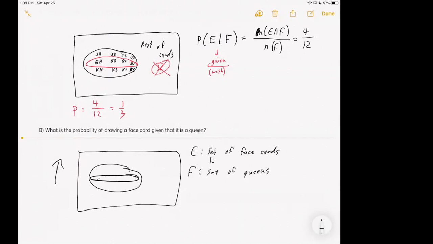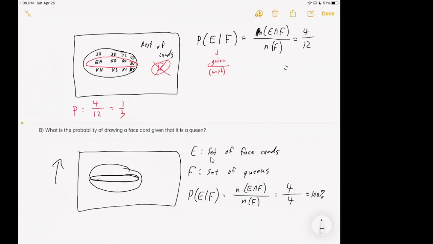But we already know that what we have is inside of the set of queens. So what is the probability of E given F? Well, we know it has to be 100%. So it's the number of objects in the intersection of E and F over the number of objects in F. Now F is the set of queens. The intersection has 4 objects in it. There are 4 queens in this that are also face cards. And how many queens are there? There are 4 of them. So this ends up being 100%.